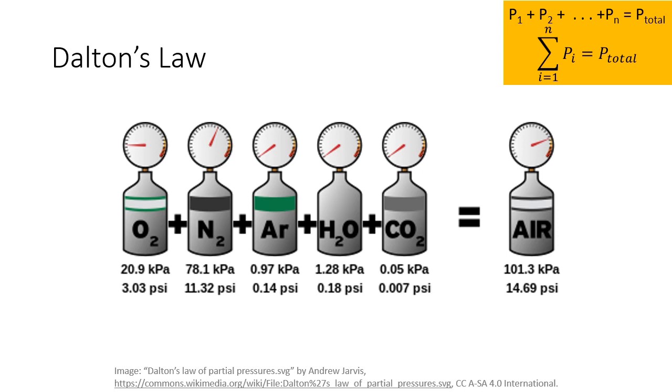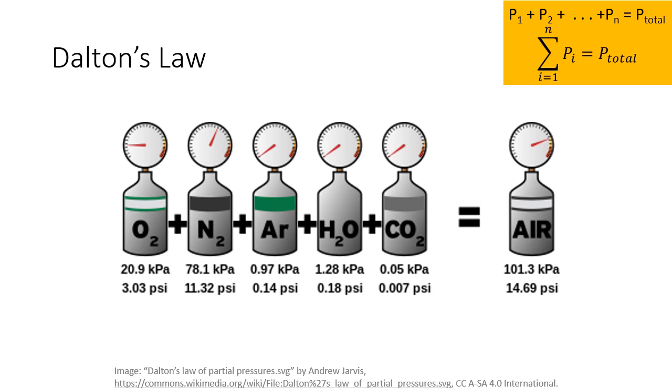You can see Dalton's law illustrated in this graphic. If you add up the pressure of oxygen, nitrogen, argon, water, and carbon dioxide, you end up with the pressure of air. These are the main components of air that you breathe. So overall, that's 101.3 kilopascals, which is the same as 14.69 psi, which is the same as 1 atmosphere, which is the same as 1.013 bar. So remember, there's lots of unit conversions possible because there's lots of different pressure units.